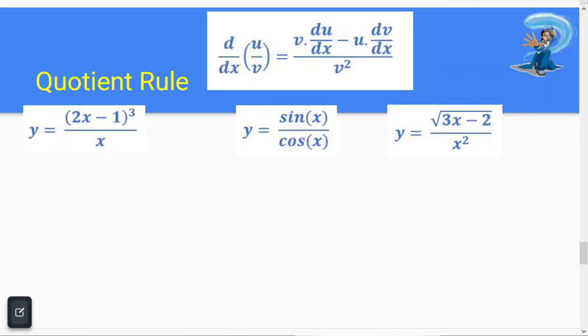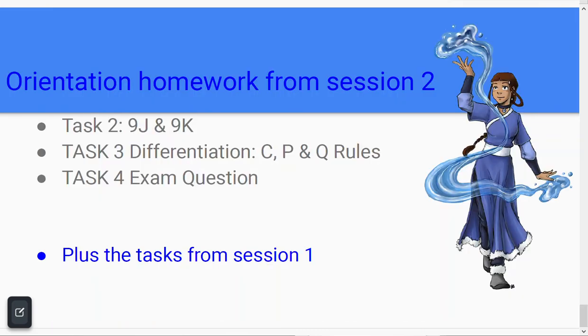A couple of other examples for you to do. I've got worked solutions there. And the rest of the session is the work from product rule and quotient rule. There's a sheet which is chain rule, product rule, quotient rule.